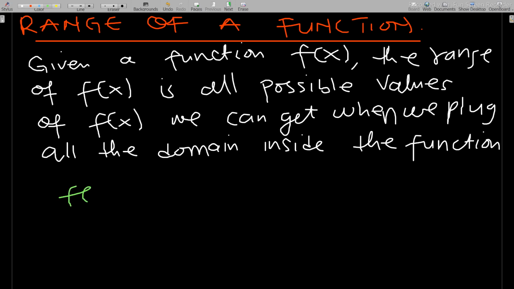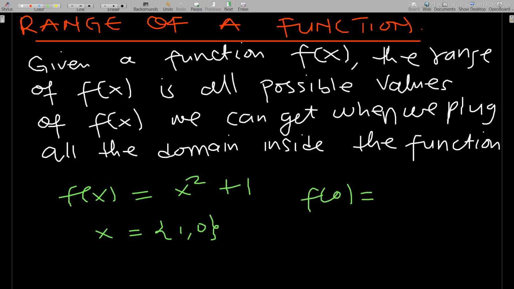Say I have a function f of x equals x squared plus 1, and I tell you that the domain is x equal to 0 and 1. Then it means that f of 0 will be equal to what? 0 squared, which is 0, plus 1, and that is 1. F of 1 will be equal to 1 squared, which is 1, plus 1, that is 2.